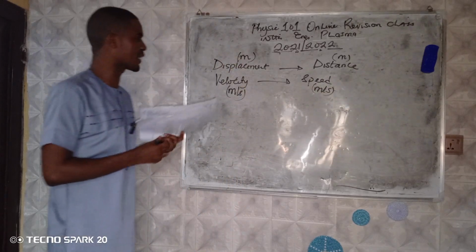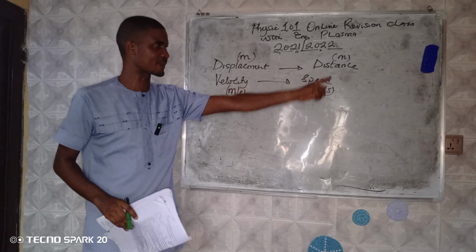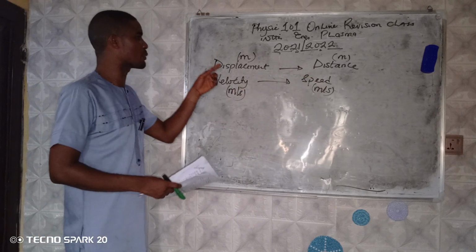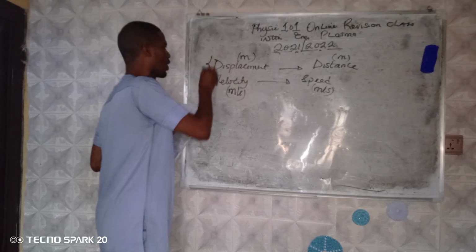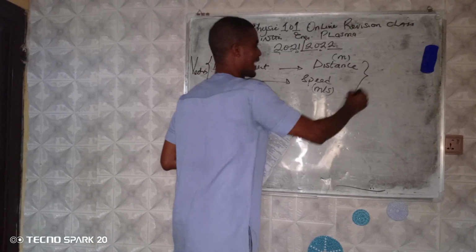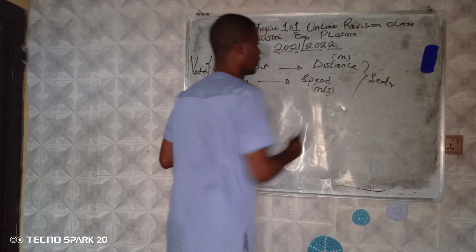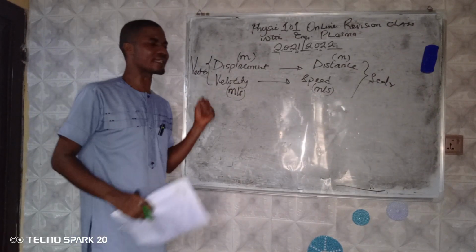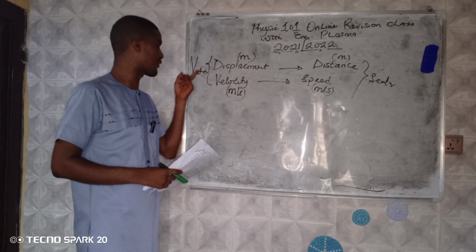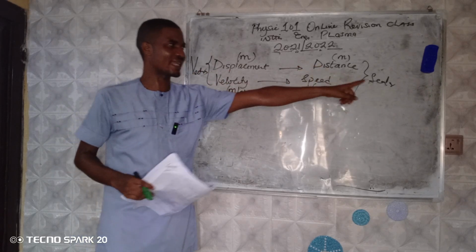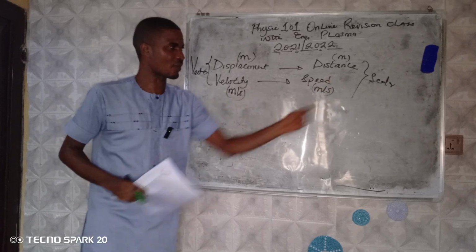But the actual difference between displacement and distance, and the actual difference between velocity and speed, is that displacement is a vector quantity. Why are these ones scalar? Note that. Displacement is a vector quantity. Velocity is a vector quantity. Distance is a scalar quantity. Speed is a scalar quantity.